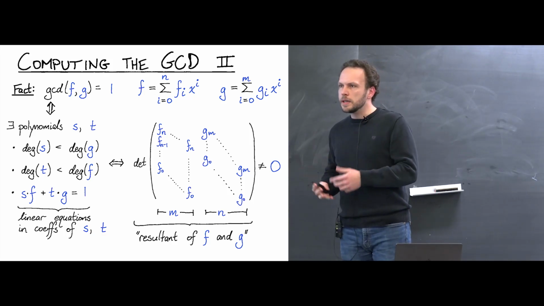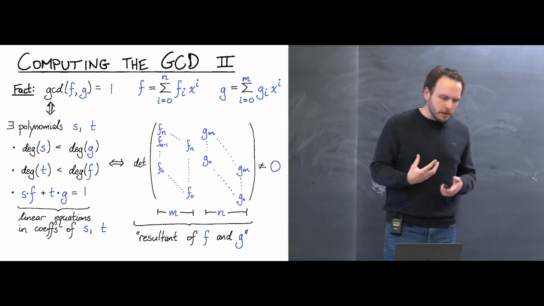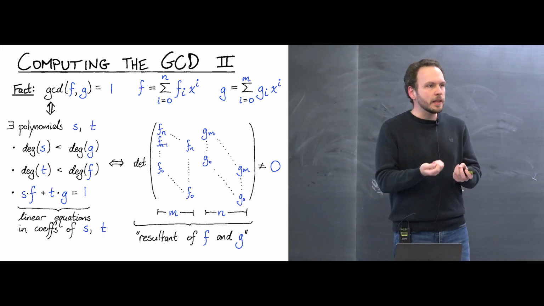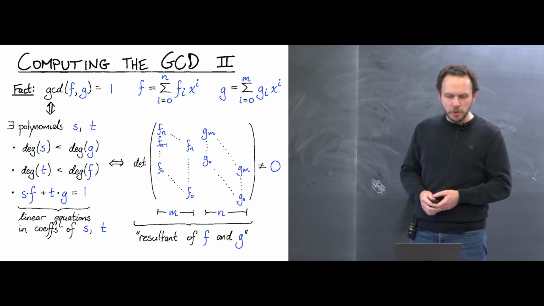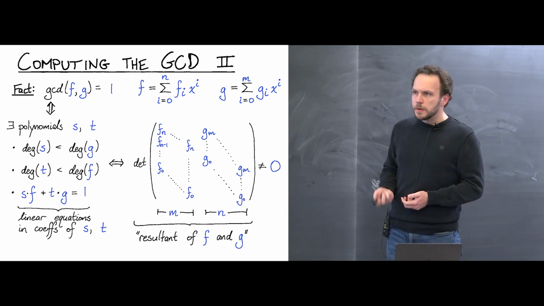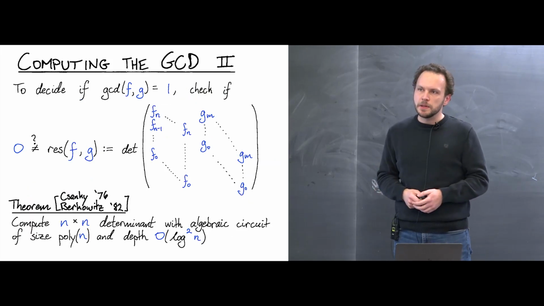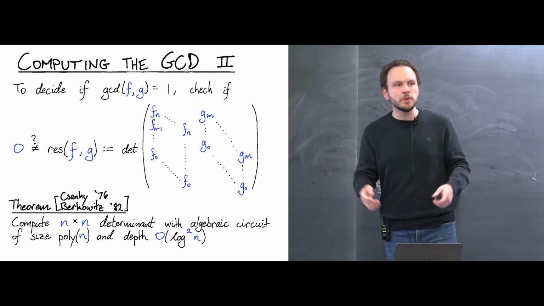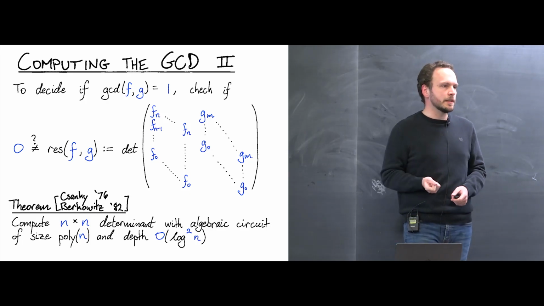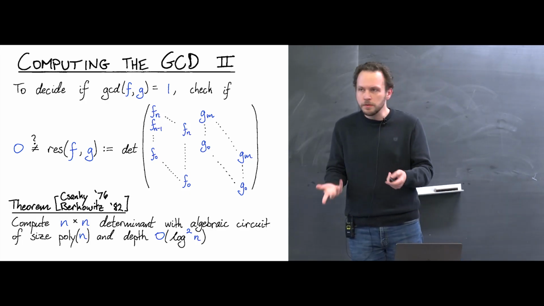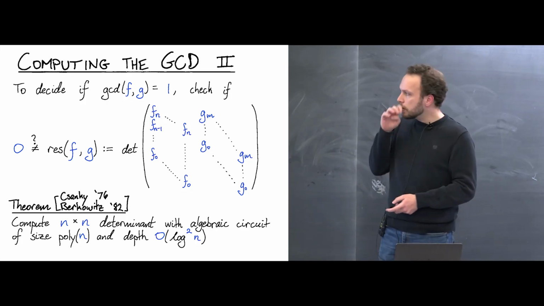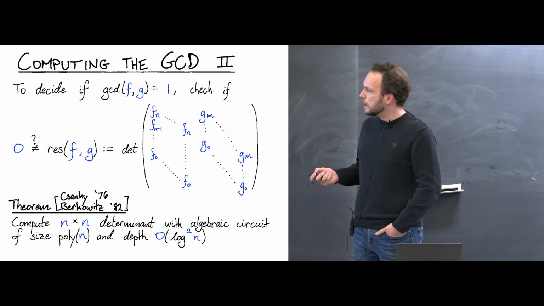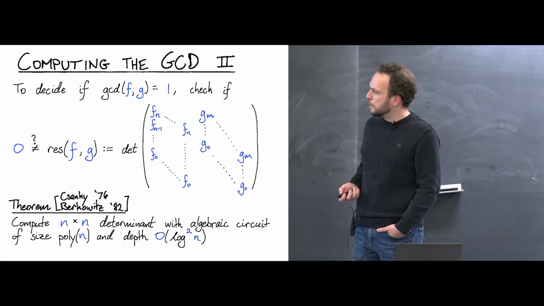This is a well-studied quantity within algebra that not only tells you something about coprimality of polynomials, but is also useful in elimination theory and in algebra more broadly. So the punchline here is, if you want to test if two polynomials are coprime, you just need to compute some determinant and check if it's 0 or non-zero. And now you can invoke off-the-shelf parallel algorithms for determinants. In particular, you can compute a determinant of size n using a polynomial number of operations and log squared parallel time.